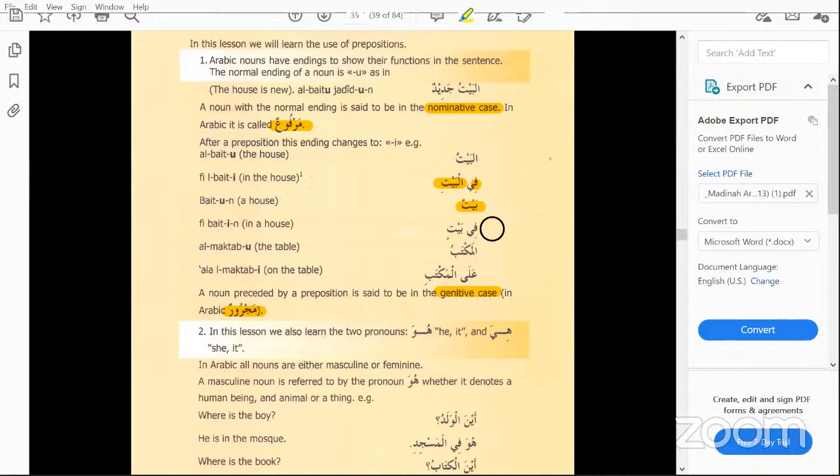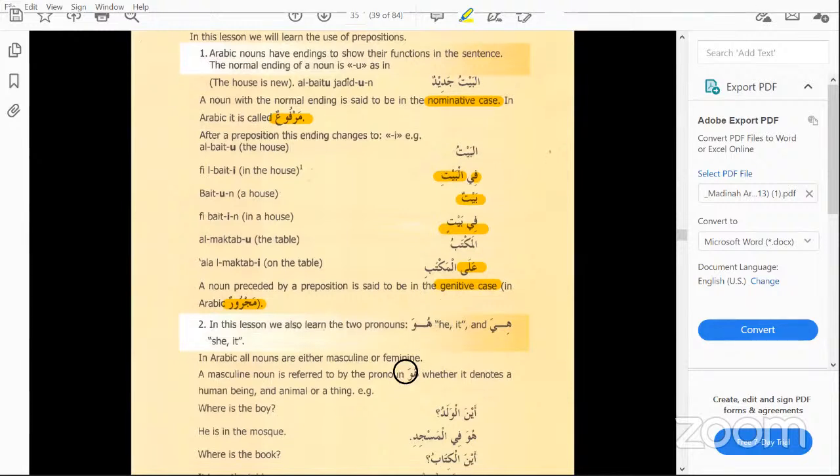So in Arabic, it's called dhamma tanween, and this is a default position when baytun is a house. But when you say in a house, it will become what? Baytin. Fi baytin. Excellent. And al-maktabu means the desk. And if ala comes, which means on, what does it become then? Maktabi, because it's the same as al-bayti, the genitive case.